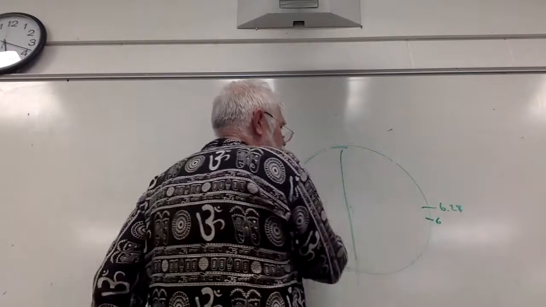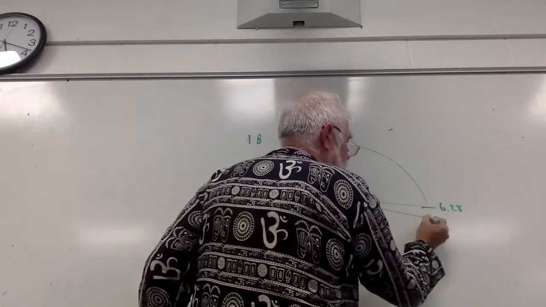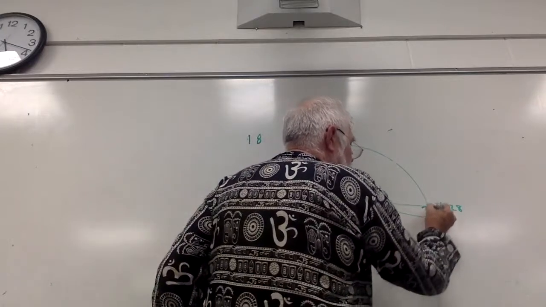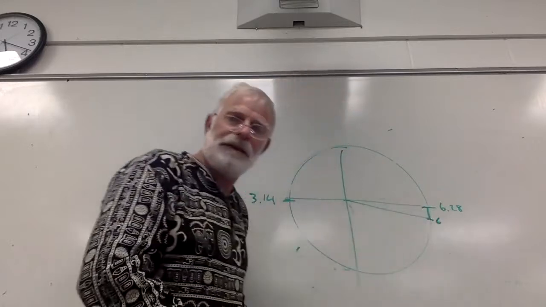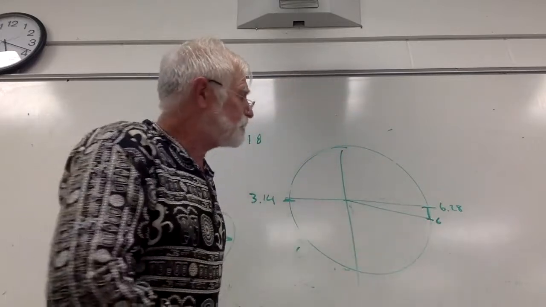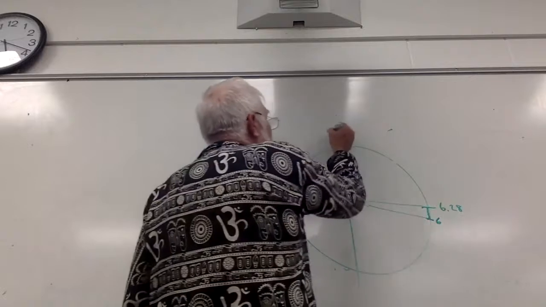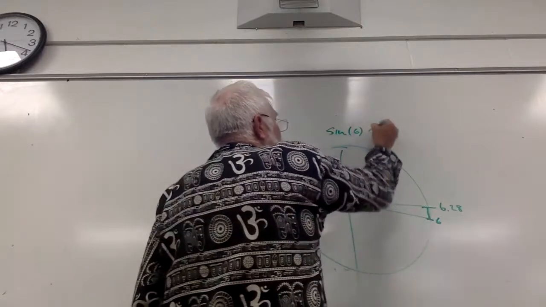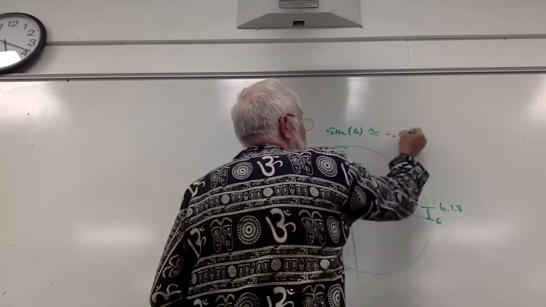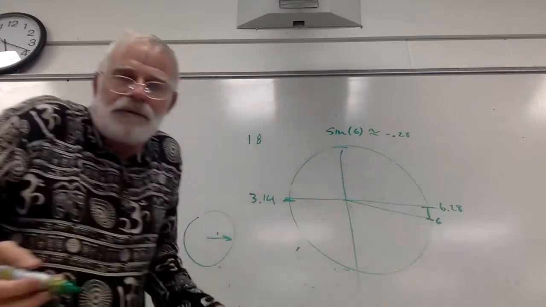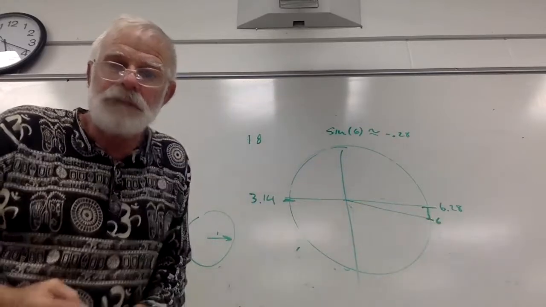So what am I going to do? I'm going to draw the triangle. I'm going to go up. I don't know if you can tell from this, but doesn't that altitude look just about the same as the arc? So what do we think if we put in a calculator the sine of 6, we're going to get approximately what? Negative 0.28. Without a calculator, we know we're damn close. We're close. It's almost on top of the arc.